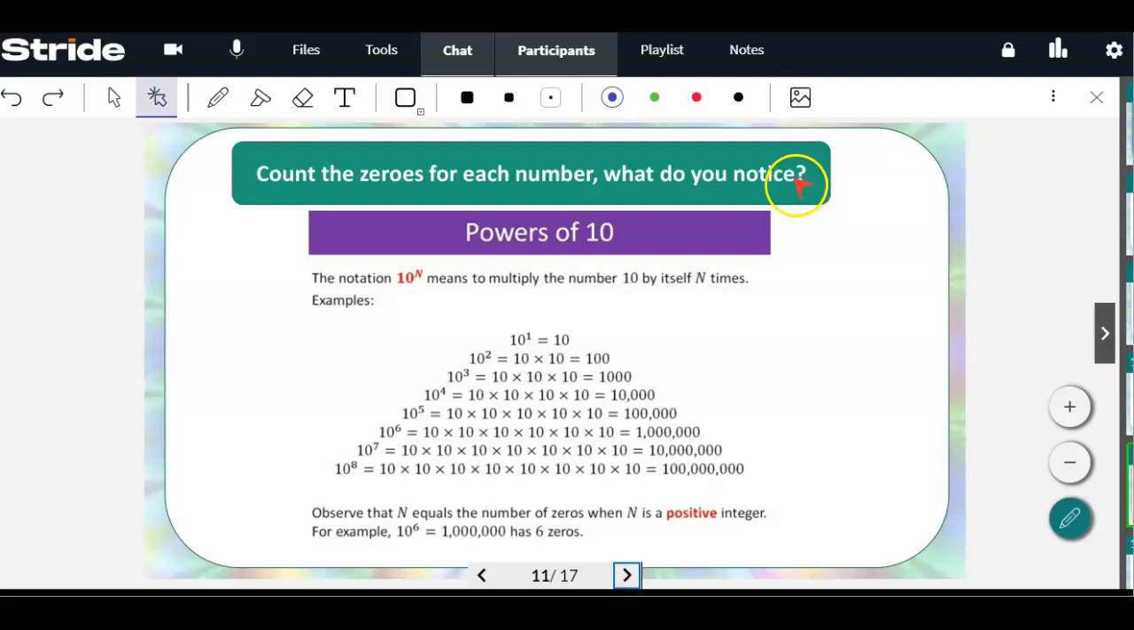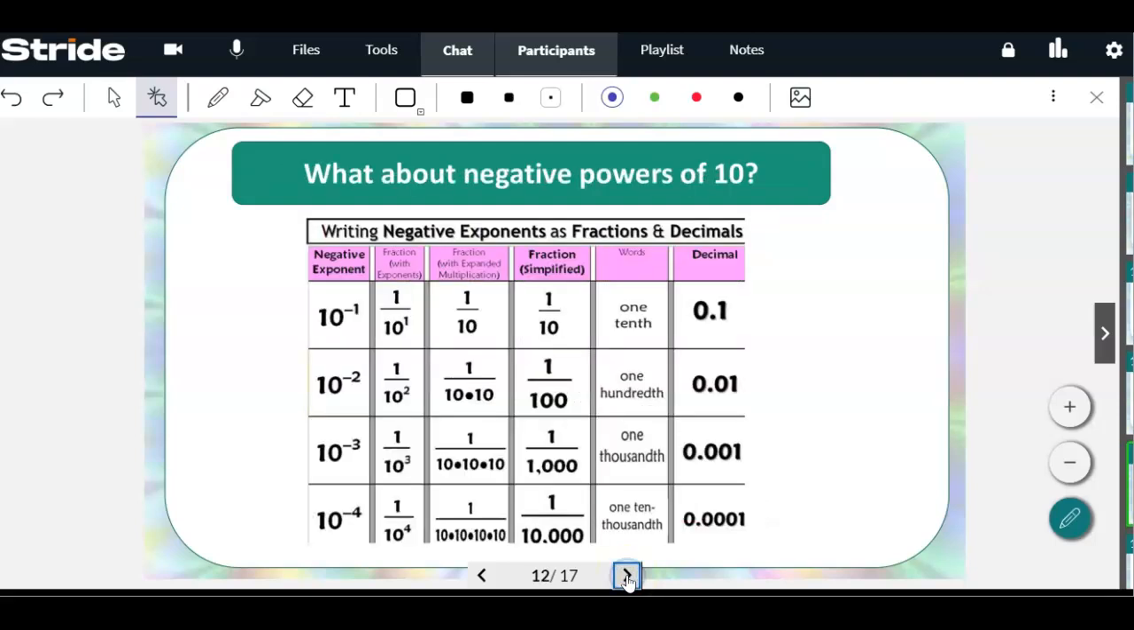So what do we notice about the zeros? This is an exponent of 1, there's 1 zero. Exponent of 2, 2 zeros. Exponent of 3, 3 zeros, and so on. You can observe that, pause the video if you need to.